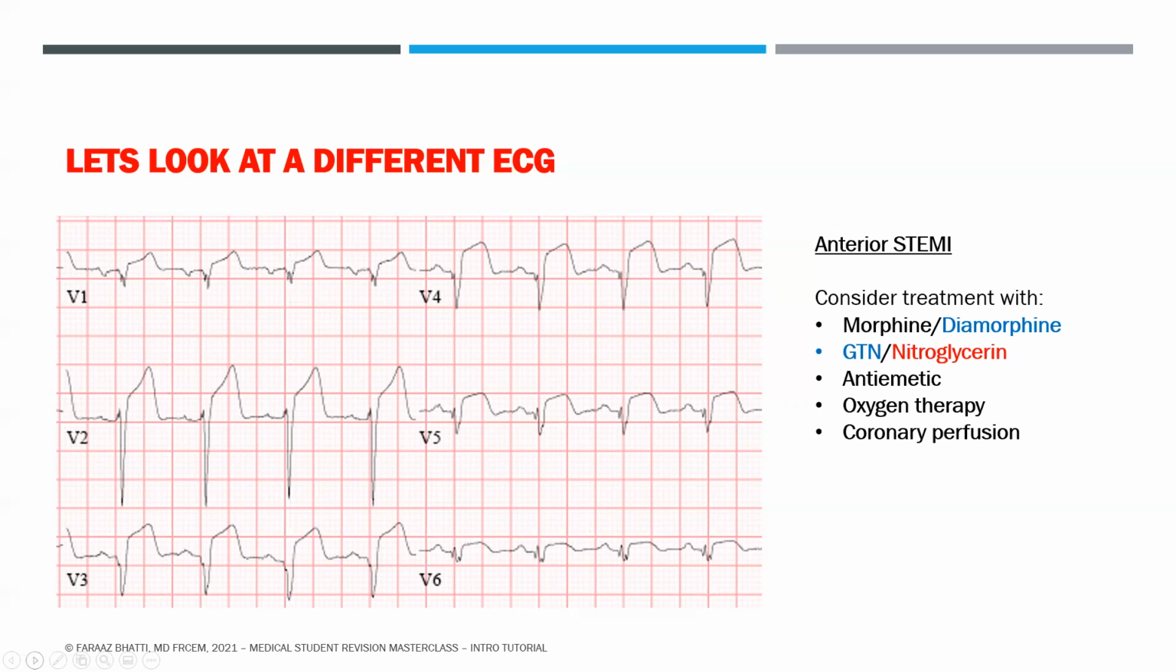To treat this, you would again give oxygen therapy as required. You could give morphine or diamorphine here. You could give nitrates as well, for example, GTN, an antiemetic, and ideally coronary reperfusion, which we're going to talk about. This is an anterior MI of the LAD, which is going to be affecting the anterior wall of the heart.